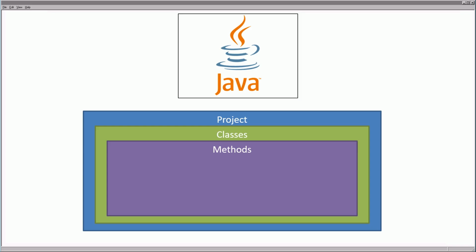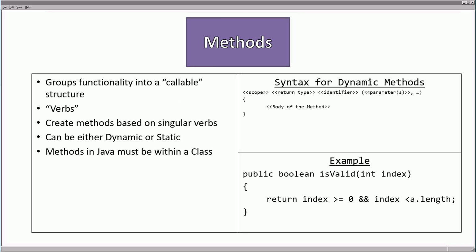Java always assumes that functional code has to be inside of what's called a method, which is inside of another structure called a class, and those are grouped together inside of a project. What we're going to do is take a more specific look at each one of these parts. Let's start out with methods.